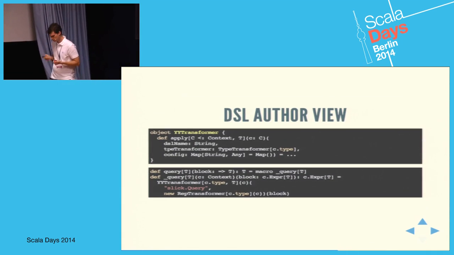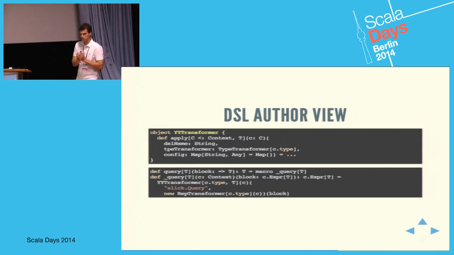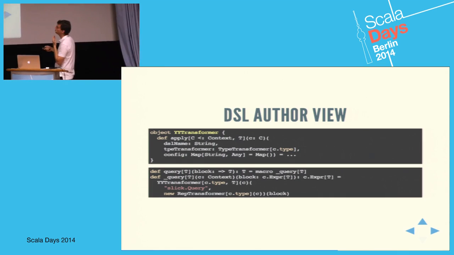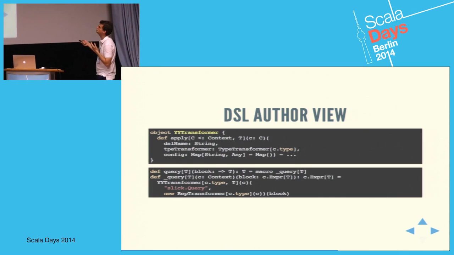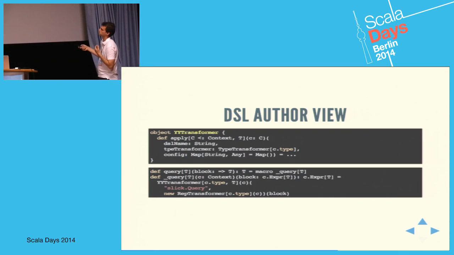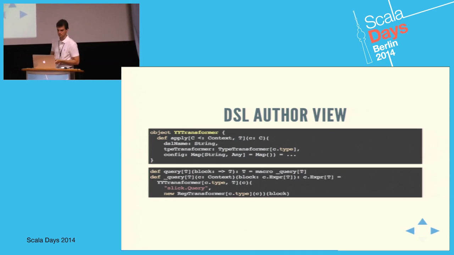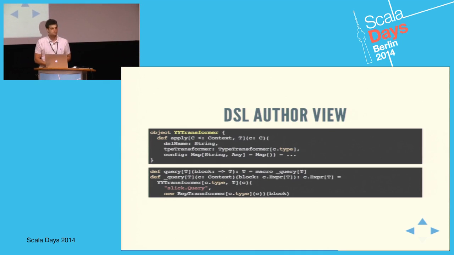And what a DSL author needs to do is basically all these transformations are nicely packed up in a pipeline in this object YYTransformer. And all you need to do as an author is make a macro query, and say, well, it's just a transformer that takes this DSL name and this type transformer, period. Okay? So pretty simple.